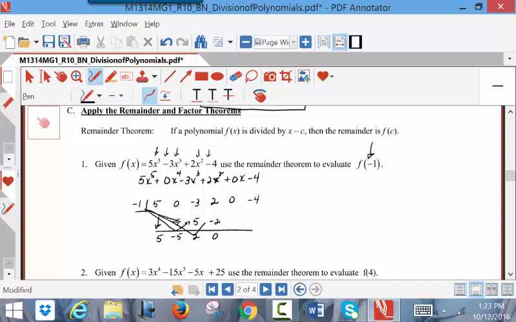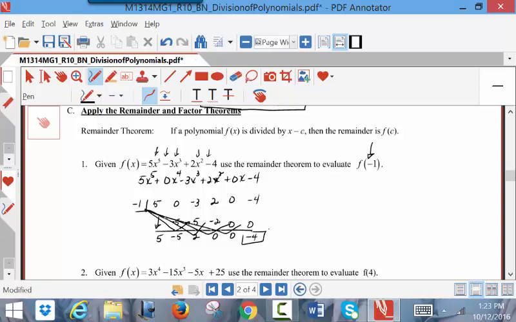Multiply. Negative 1 times 0 is 0. Add. 0 plus 0 is 0. Multiply. Negative 1 times 0 is 0. Add. Negative 4 plus 0 is negative 4, which is my remainder. Multiply, add, multiply, add, multiply, add.